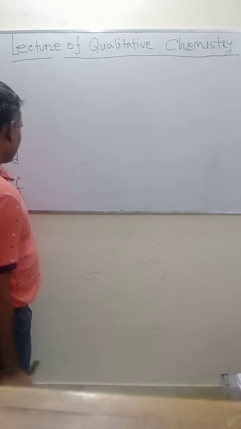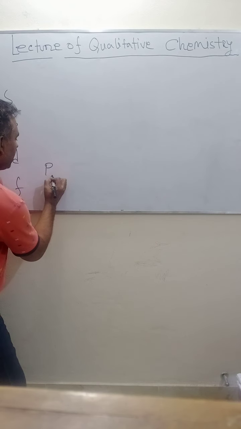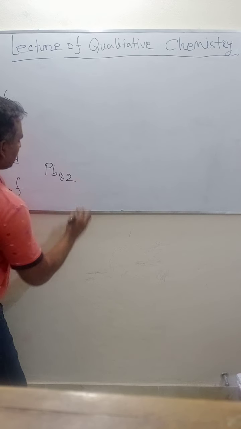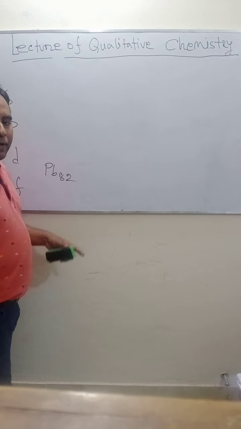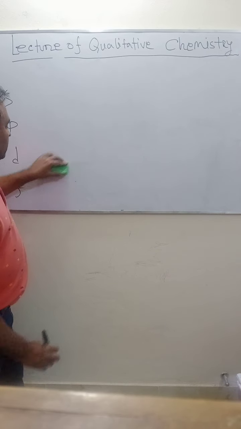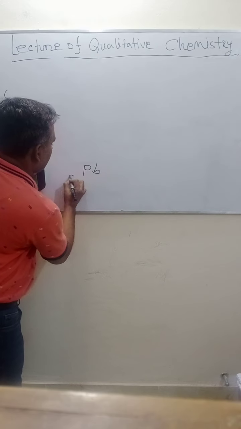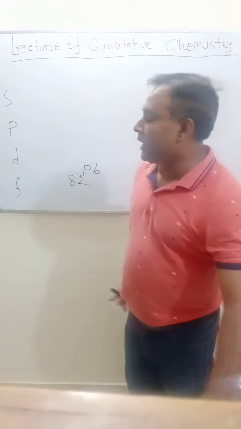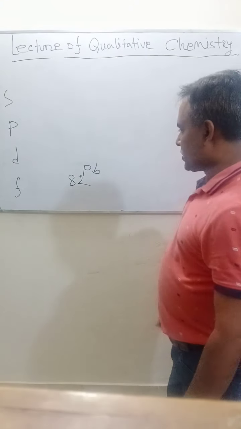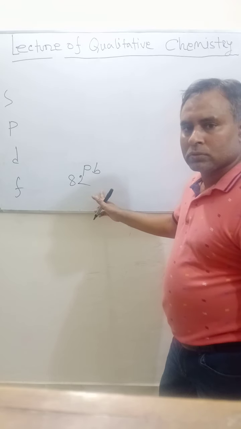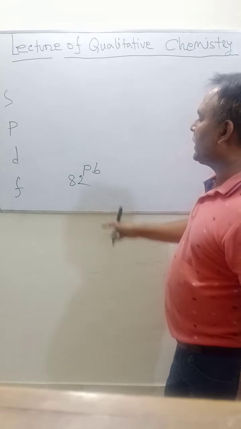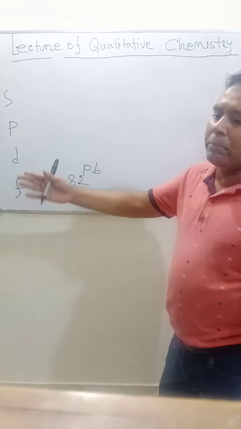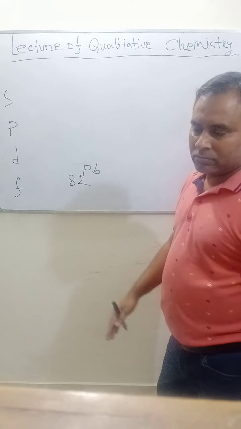So, for example, Pb, this is lead. Lead has 82 electrons, that means its atomic number is 82. You have to do the electron configuration of lead. How will you do it? This is very big, 82 electrons.